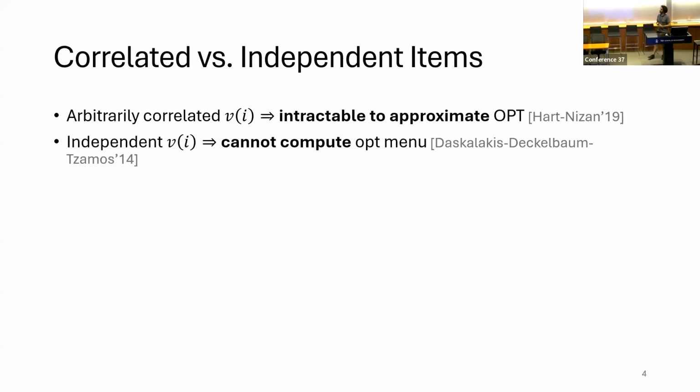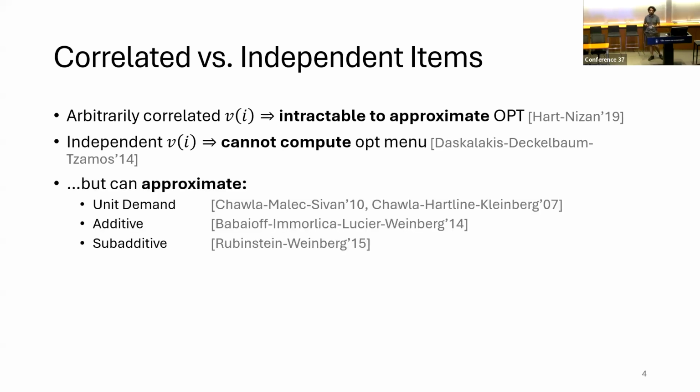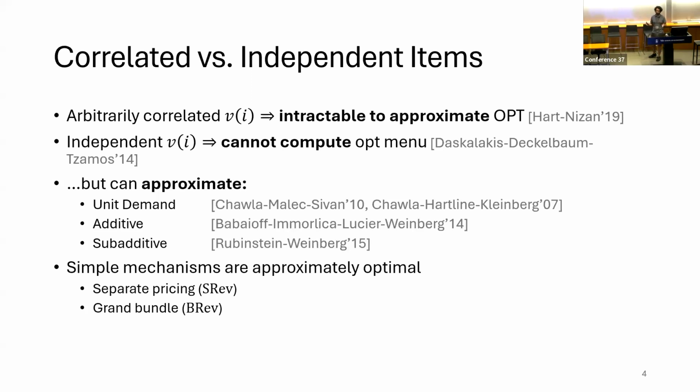So instead, we might look at the setting where the item values are assumed to be independent. And in this setting, it's still the case that we can't explicitly compute the optimum menu, but we can get constant factor approximations. And through this line of work here, we actually know that even in the most general setting where we allow the valuation to be subadditive, we can get these constant factor approximations. And in fact, we can do so with just some very simple mechanisms. So the main mechanisms that we'll talk about today are these separate pricing mechanisms, assigning a single price to each item, and this grand bundle pricing, where we just assign a single take it or leave it price on the entire item set. And we'll also denote the revenues of these two mechanisms by SREV and BREV respectively.